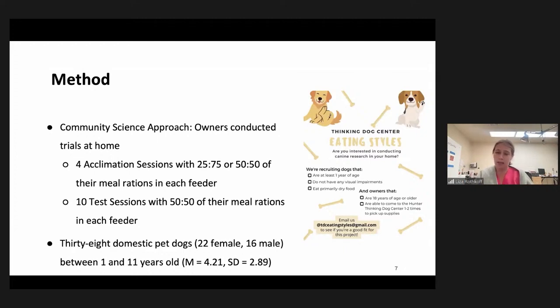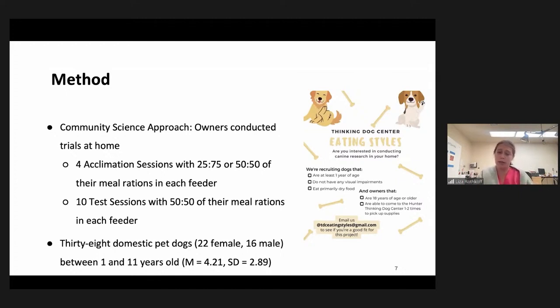For the first session, there was 25% of the food in the snuffle mat and 75% in the tray. Then for the next 2 sessions, there was 50% of the food in each. And for the final session, there was 75% of food in the supplement and 25% in the tray. We were hoping this would take away some of the novelty of a new feeding setup by the time the test sessions started. Then the dogs had 10 test sessions, with 50% of their meal rations in each feeder.